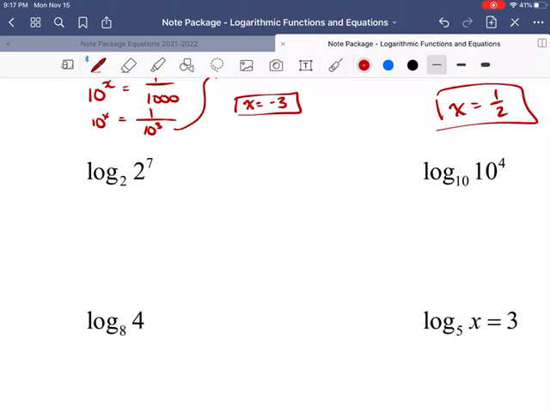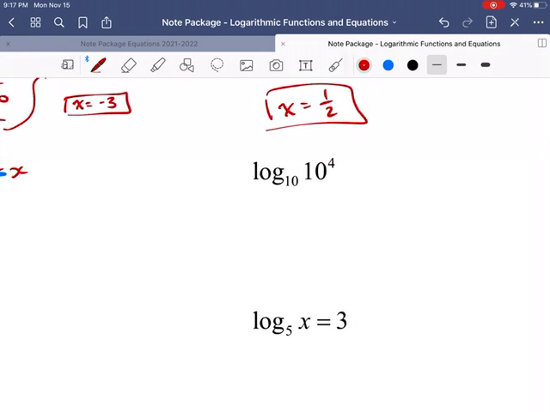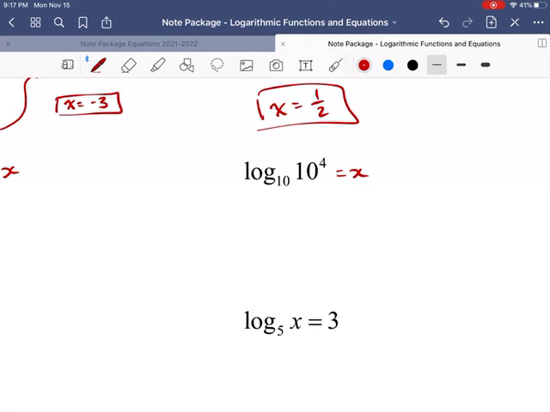All right. 2 to the x. So again, 2 to the x equals 2 to the 7. Therefore, x must equal 7. All right. 10 to the x is equal to 10 to the 4. Therefore, x is equal to 4.